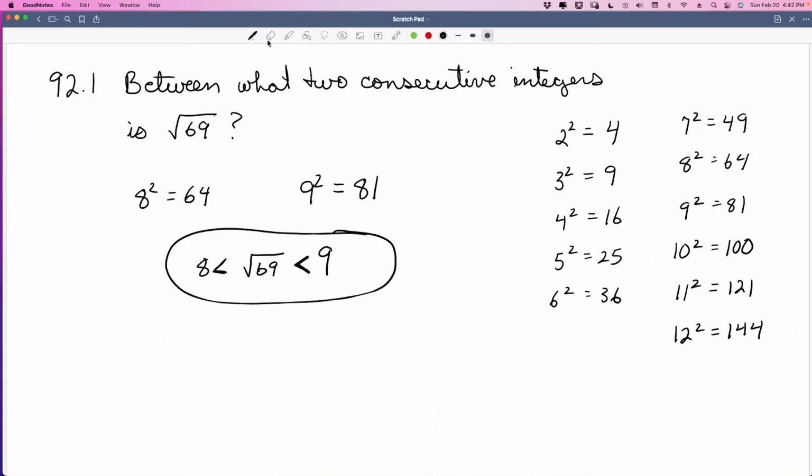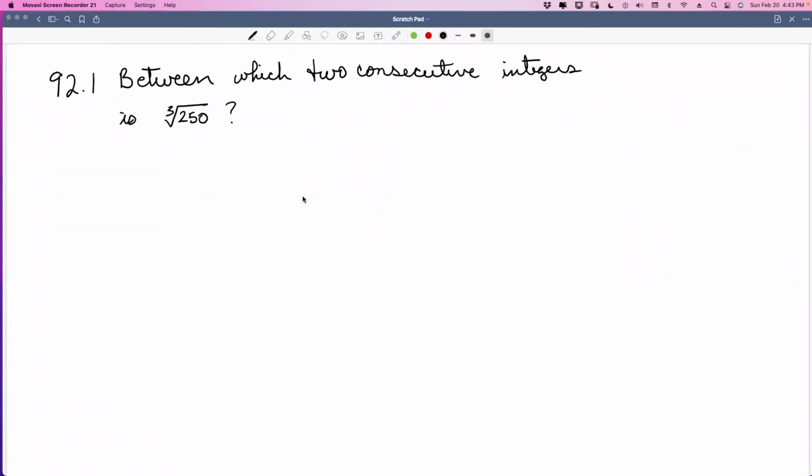So I'm going to erase this here, and I'm going to put 92.2 up. Sorry, I wrote the wrong number. That should be 92.2. It asks us between which two consecutive integers is the cube root of 250. So this means which two integers would this fall between if this were the cube root? So we're going to get our reference information. Let's start with that.